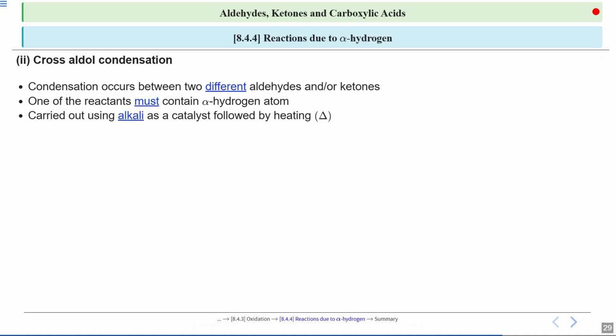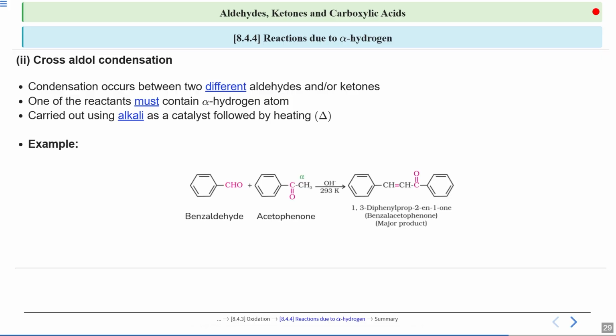So this alkali helps to deprotonate the alpha hydrogen, facilitating the formation of enolate ion. If you look at the example, this is benzaldehyde, which is an aldehyde, and you have acetophenone, which is a ketone. Now this ketone has an alpha hydrogen. When you treat it in a basic medium, using an alkali, you get a major product, that is, there is a double bond between alpha and beta carbon. So this is the final product which you get.